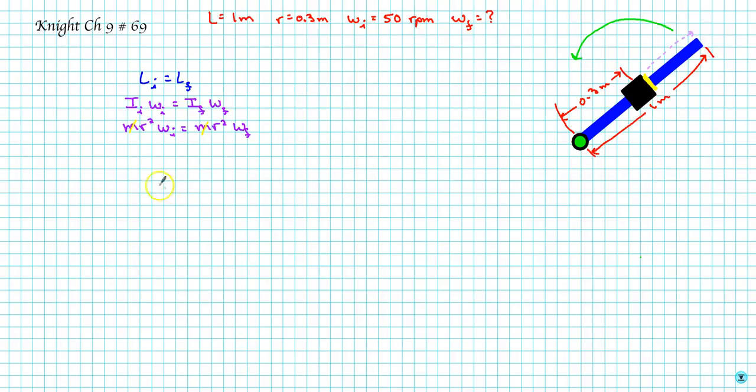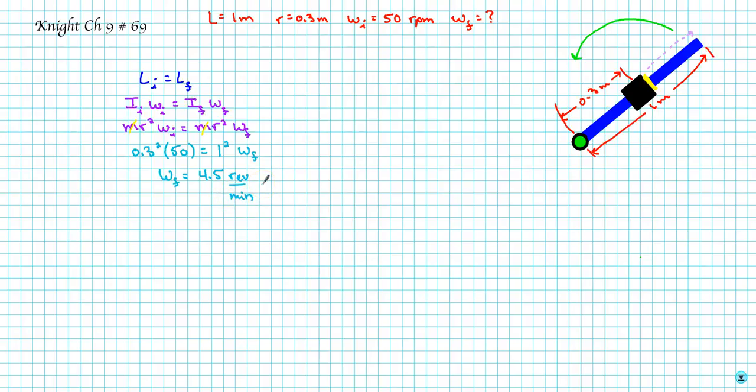Okay, so if we go through now and plug everything in, our first r, when it's 0.3 meters away, is 0.3 squared, and they tell us that it has that initial rotational speed of 50 revolutions per minute. Then the wax is melted and the block slides out to the end of the rod. We find that its new radius, its new distance from the pivot point, is 1 meter squared times omega sub f. So solving for omega sub f, we find that it needs to be 4.5 revolutions per minute, which makes sense.